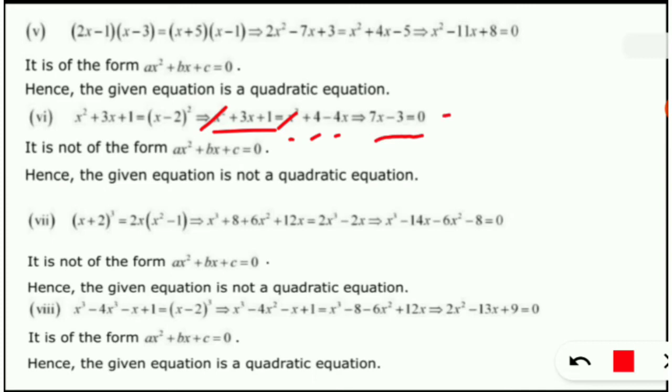So again here x² term is missing. So that means it is not of the form ax² + bx + c = 0. Hence the given equation is not a quadratic equation. Clear? Why it is not a quadratic equation? Because x² term is not present in this equation.